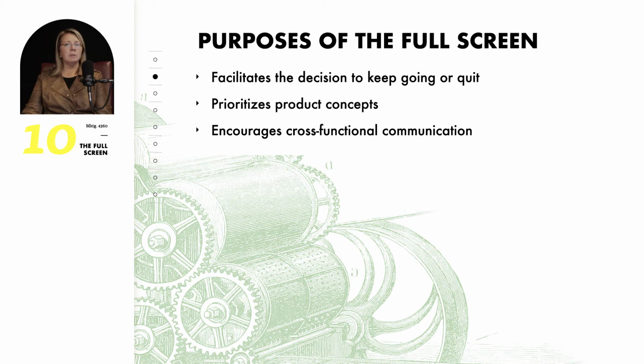The three purposes of the full screen are, first of all, to decide: do we even continue with this product concept or not? So there's a no-go decision there. You may have a product concept that's a great idea, your customers love it, but you do not have the manufacturing capability or the financial resources to pursue this project, and so it's just a project you need to not consider. So that's the first thing, go or no go.